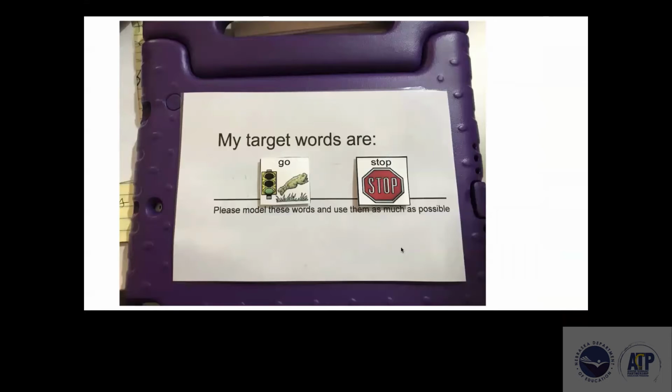This is for a student that is fully included and has a communication device that is on an iPad. And so she travels to all different classrooms. We wanted the people that work with her to know exactly what words she was targeting. So this is right on the other side of her device. And it was very helpful.